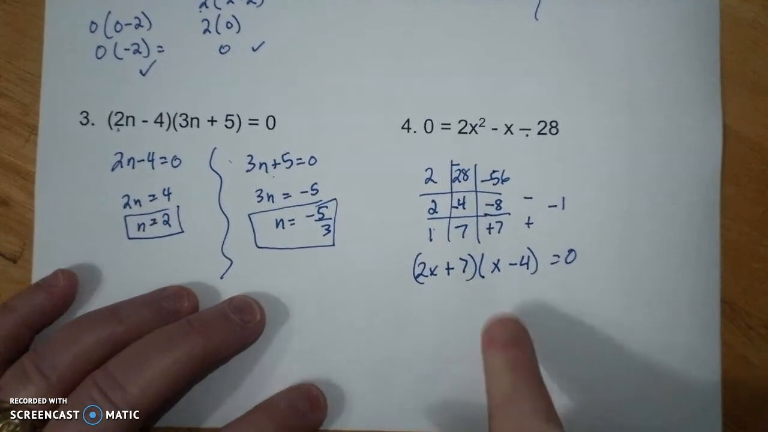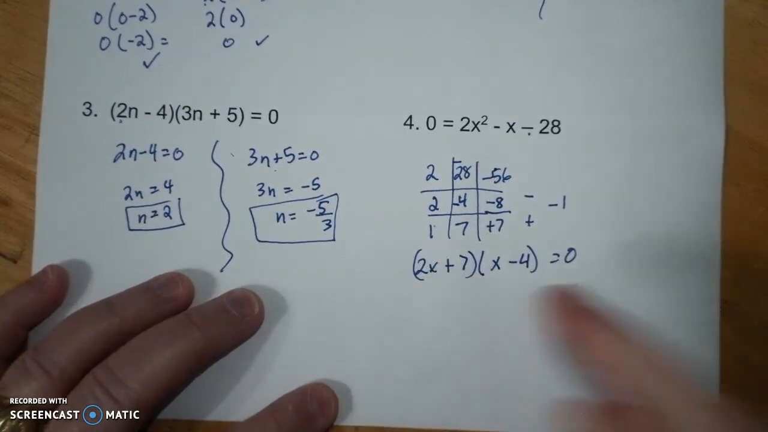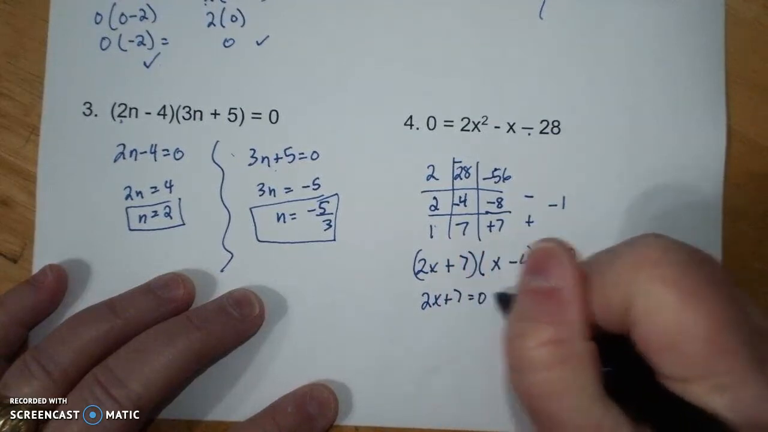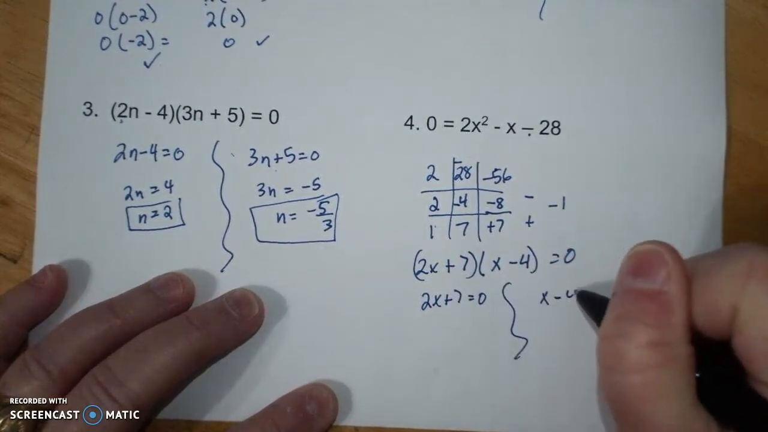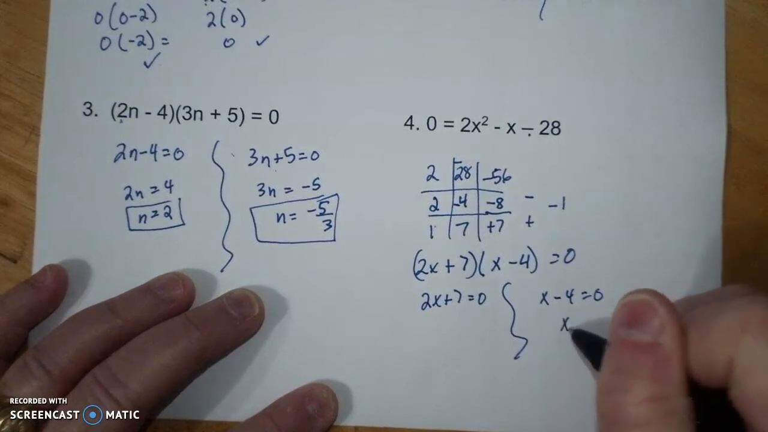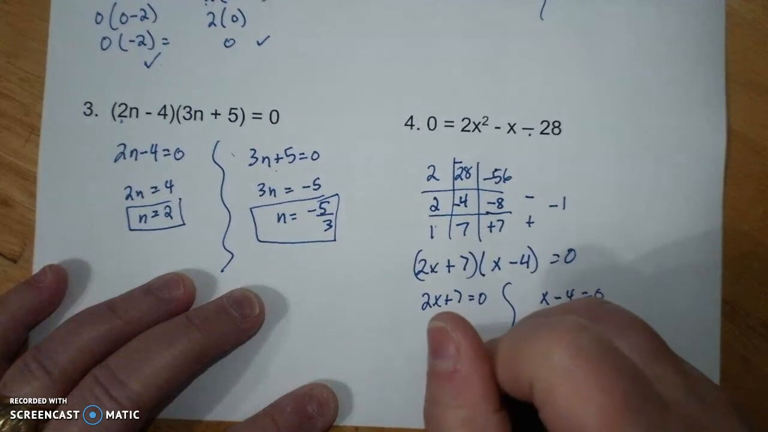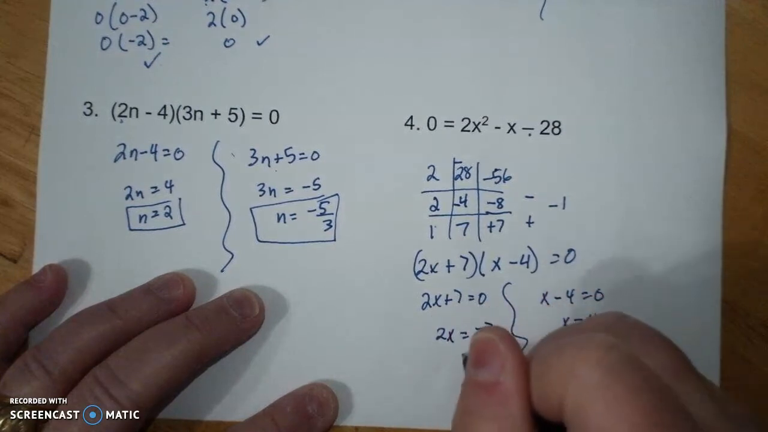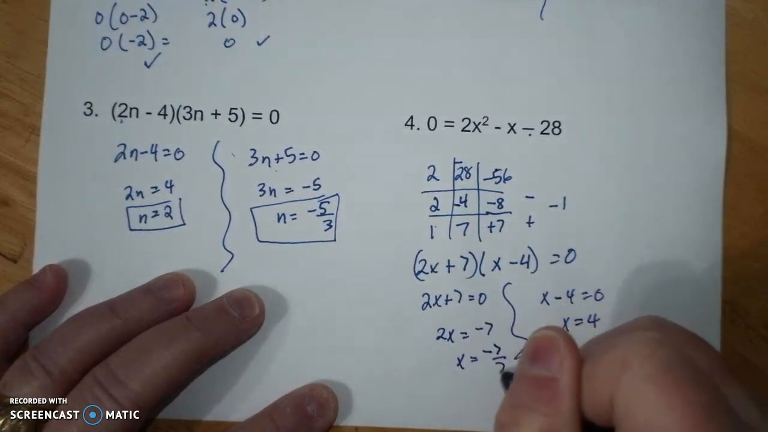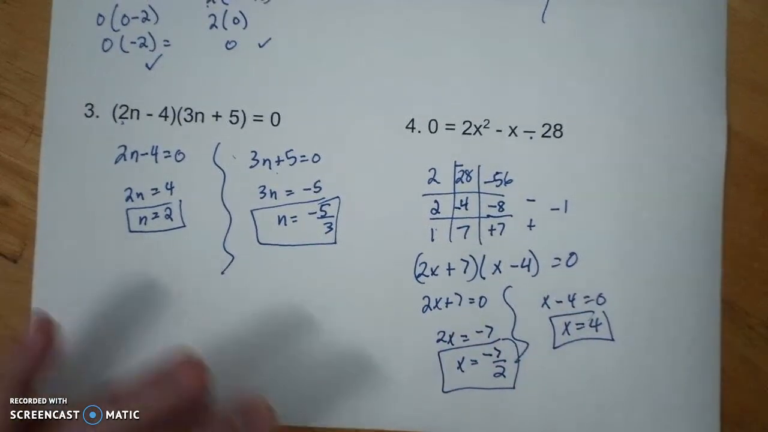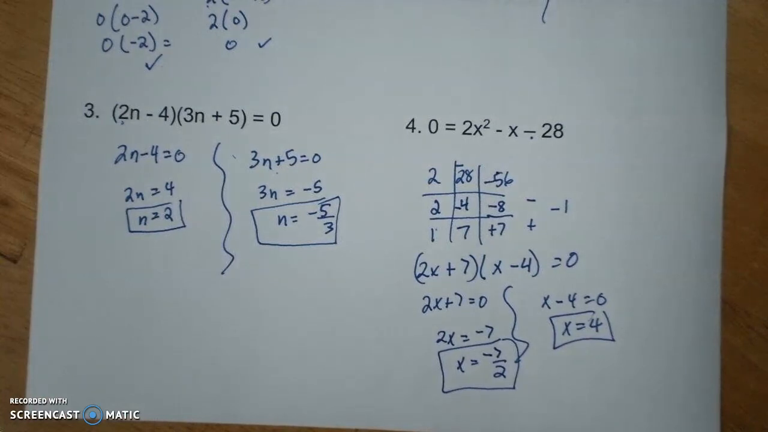So we went back to unit 12 to get that part. And then I say 2x plus 7 equals 0, or x minus 4 equals 0. x equals 4. When x equals 4, that is a true statement. 2x equals negative 7, x equals negative 7 over 2. That would make it a true statement. So there are your 2 solutions. I'm going to pause that before I continue on to the next page.